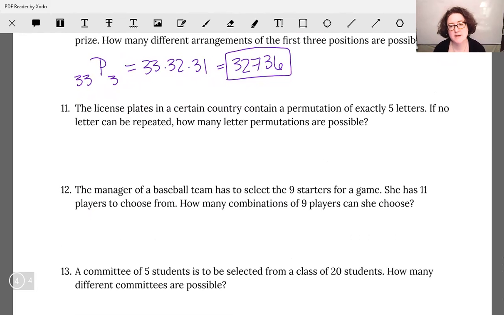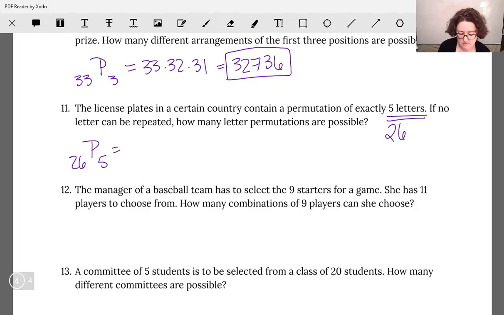So right off the bat, it's telling us it's a permutation. The order is important because we could have the same or different letters in a different order to make a new license plate. Okay, they said we had 5 letters that we had to pick, but how many letters are there in the alphabet? We have 26 letters. So that means we need to pick 5 out of 26. So 26 pick 5.